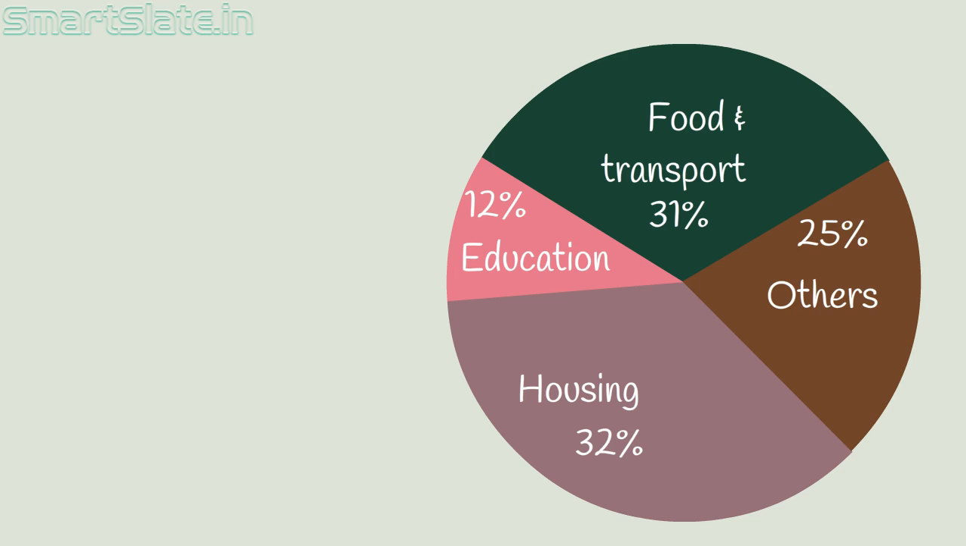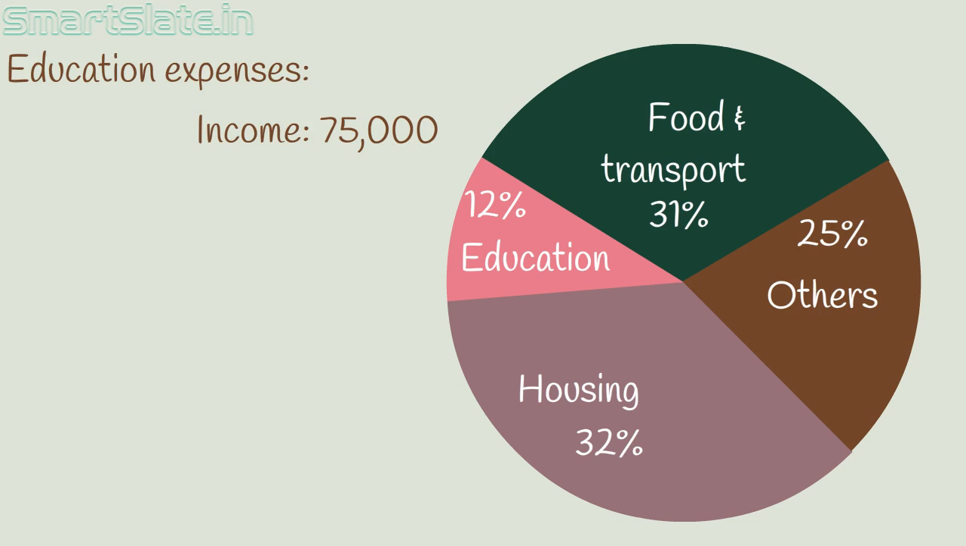Can you tell me what is the expenditure on education if income of the family is 75,000? From the graph we can say family spends 12% on education. 12% of 75,000 is 9,000. Hence, we can say family spends 9,000 on education.